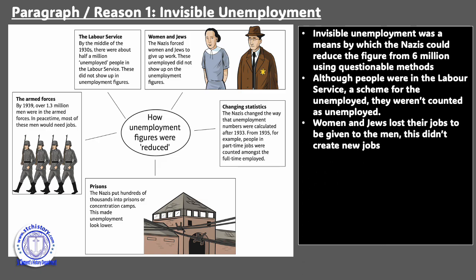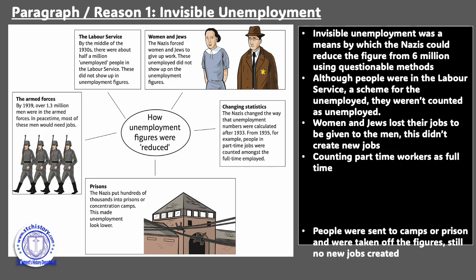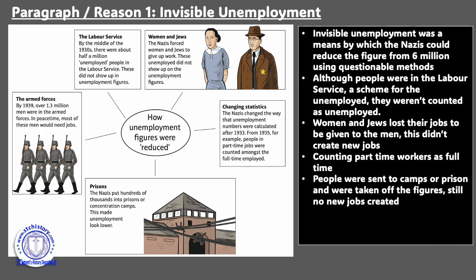All right. Women and Jews lost their jobs. They were given to the unemployed men. This hasn't created new jobs, but they obviously will take women and Jews off the statistics. So essentially, as far as women are concerned, they've taken probably about half the population away, which clearly is going to help reduce unemployment on their figures. They also counted part-time workers as full-time, so just fudging the statistics a little bit. And people were sent to camps or prisons, and they were obviously then taken off the figures.